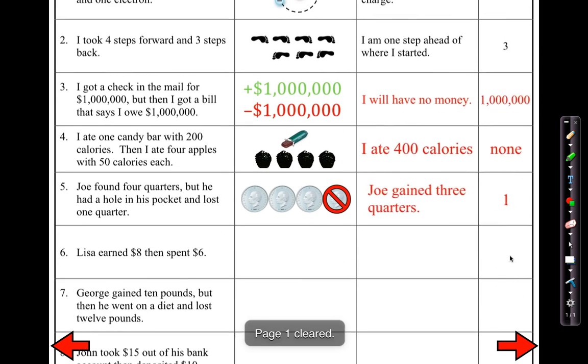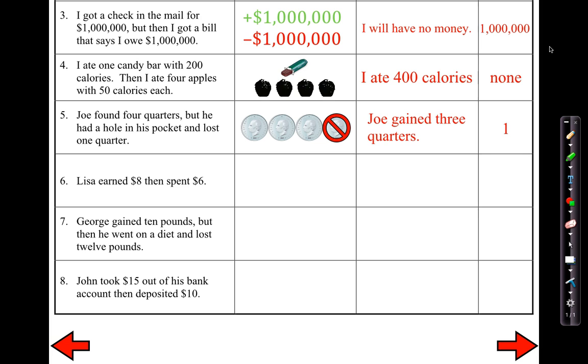Okay, moving on. Lisa earned $8, then spent $6. So what does that make you think of? Well, to me, if you earn $8, that's positive. But if you spent, that's negative. So we have positive 8, negative 6. So what's the result? Well, you only end up technically having gained $2.